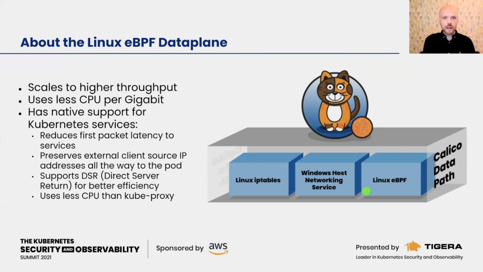That confers some advantages. It reduces the first packet latency to services, it preserves the external client source IP address all the way to the pod, and it supports direct server return for better efficiency of traffic transmission. It also uses less CPU than Kube-Proxy. We'll talk a little bit more about these advantages on a forthcoming slide.